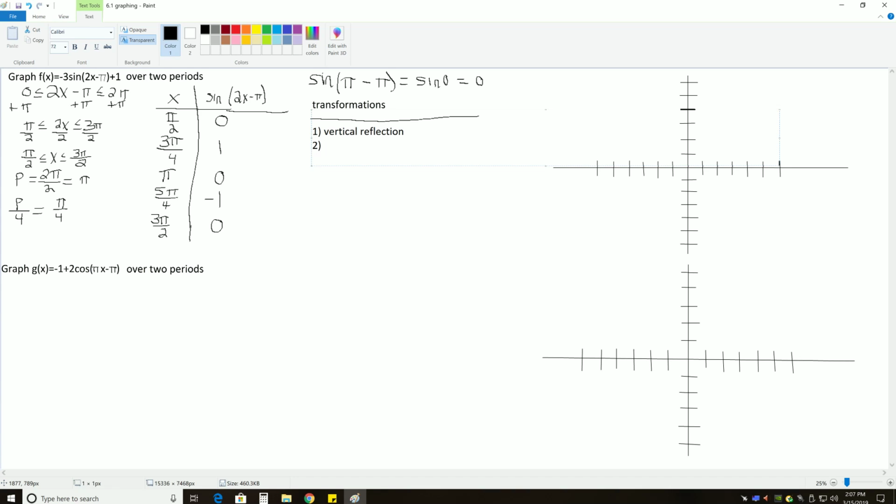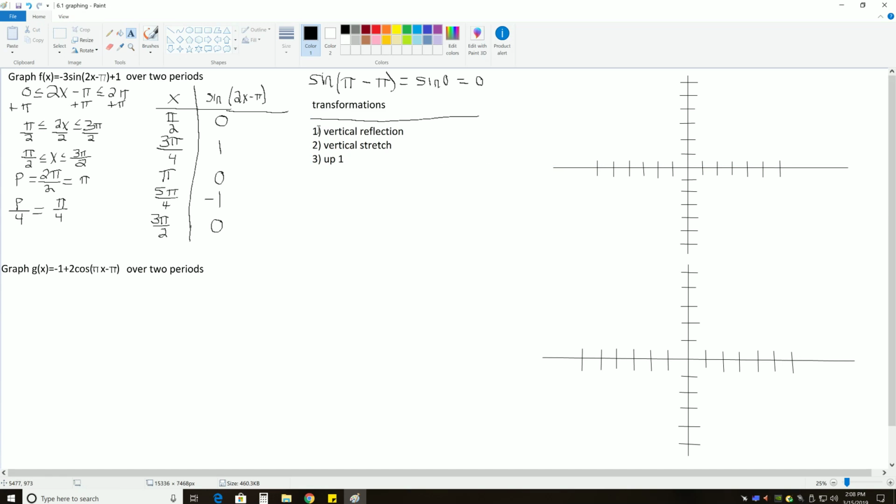From there, because of the 3 that's being multiplied, 3 is greater than 1. That means we have a vertical stretch. If it were between 0 and 1, for instance 1/3 or 3/4, then this would have been a vertical shrink or compression. And finally, we have a +1 here. That means that our graph is getting shifted up 1.